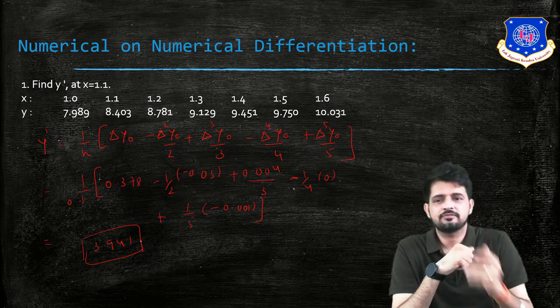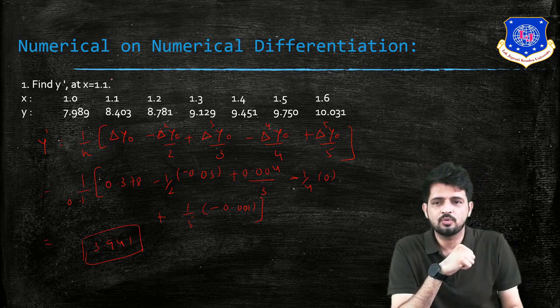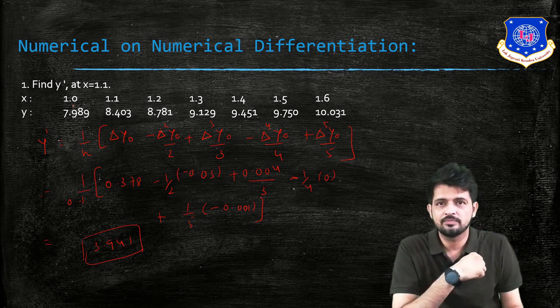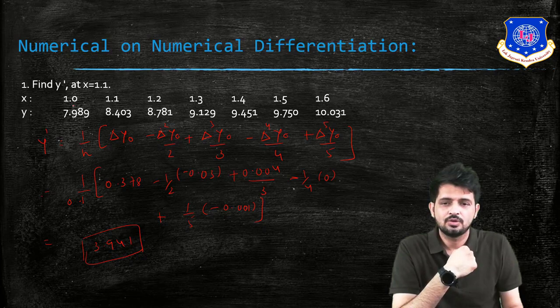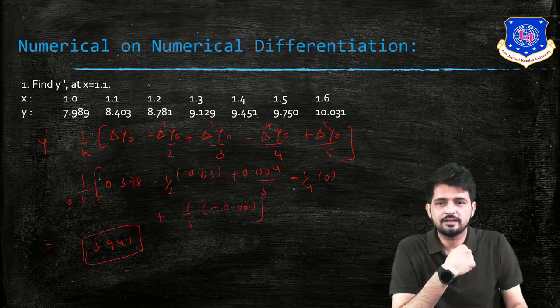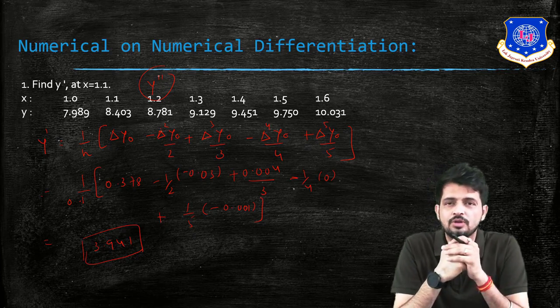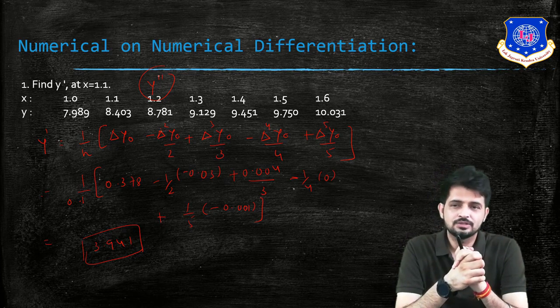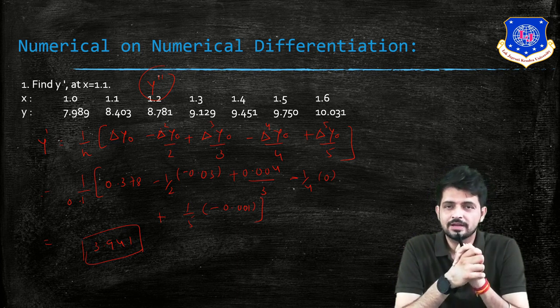What if instead of 1.1 any other value is given, or 1.0 is given? Then we have to take the first value of the table. And what if y double dash is asked? Then you have to apply the formula of y double dash. In this way you can solve the numericals on the basis of numerical differentiation.